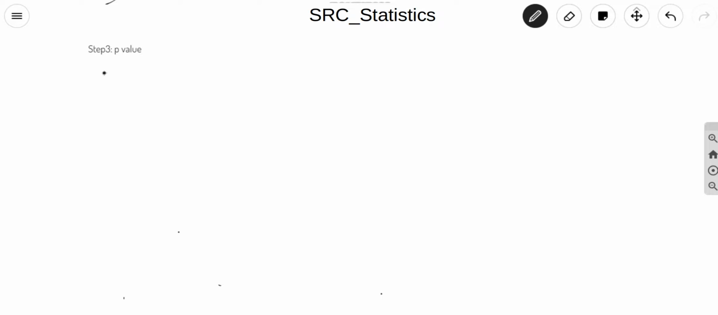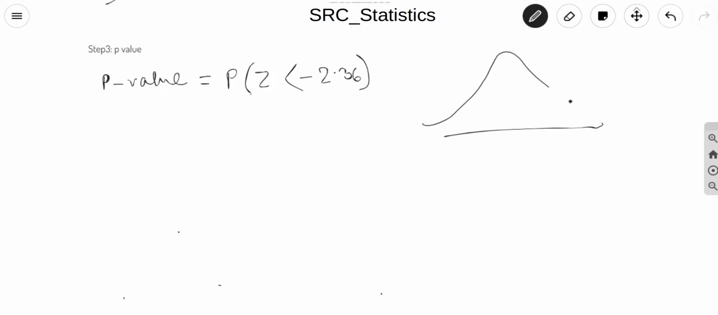Now we go to the p-value method. In the p-value method, step 1 and step 2 are the same and step 3 is finding out the p-value. Since this is a left tail test, the p-value will be at the left tail of the Z curve, that is p-value is probability Z less than negative 2.36. So this is our p-value. From the Z table we find that this is 0.0091.